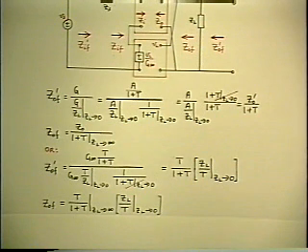Which stacks up even more to the argument that the loop gain is the central important quantity. Because it's going to determine not only the closed loop gain, it's also going to determine the output impedances.